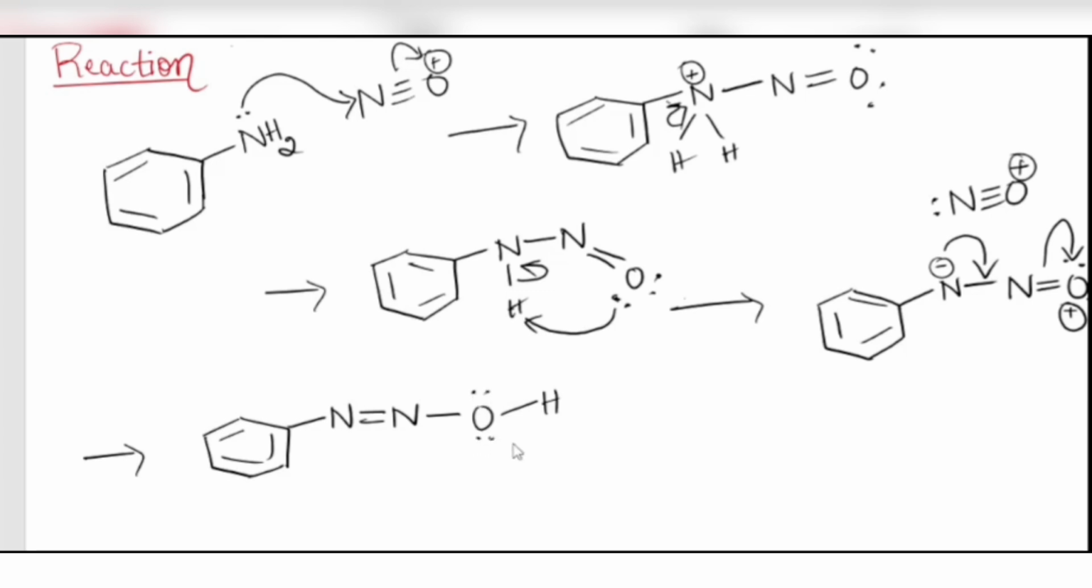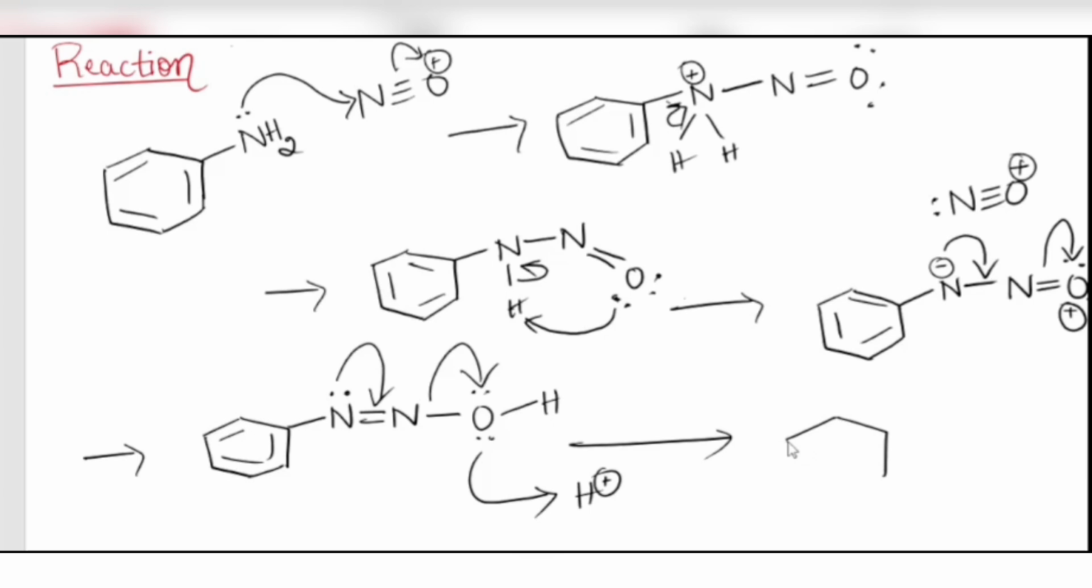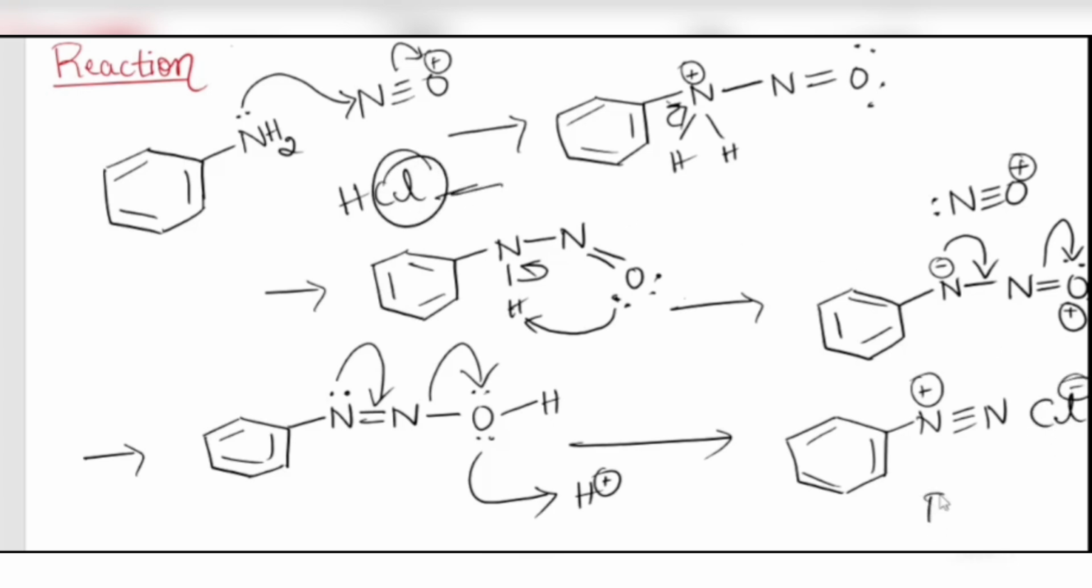Now again the same step, H plus from HCl will attack over here, and finally the lone pair on this particular nitrogen will come like this and the water molecule will leave. Then finally we will get BDC over here. This is benzene ring and here nitrogen with triple bond, one positive charge, and since we are using HCl, here chloride is there. This is BDC.